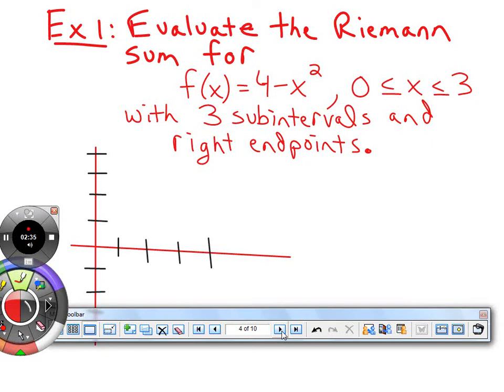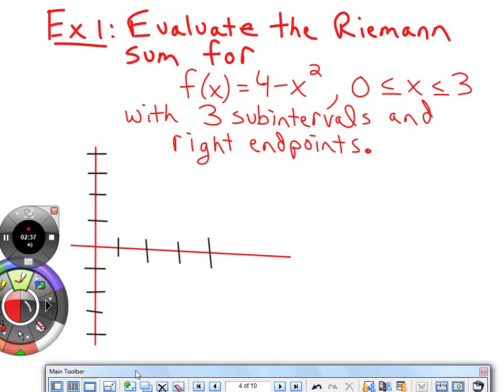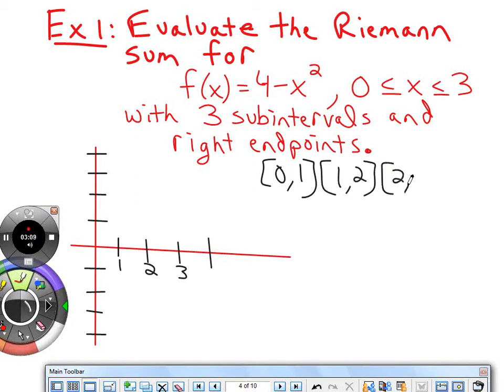now let's say we want to figure out the Riemann sum for this particular function, and we're going to use 3 subintervals, so 3 little rectangles. And then we're going to use the right endpoint method to figure it out. Okay, so we're going from 0 to 3. Let me go ahead and label this a little bit. So here's 1, 2, 3. So 3 little subintervals, and my intervals would be from 0 to 1, and then 1 to 2, and then, of course, 2 to 3.